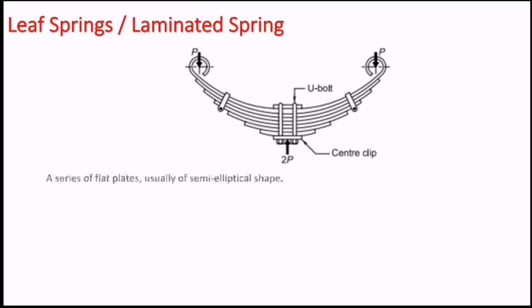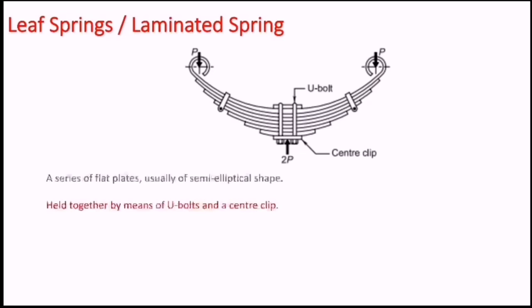The leaves have graduated lengths. The leaves at the top has maximum length and the length gradually decreases from top leaf to the bottom leaf. The longest leaf at the top is called as master leaf. It is bent at both the ends to form the spring eyes. The leaves are held together by means of two U-bolts and a center clip.